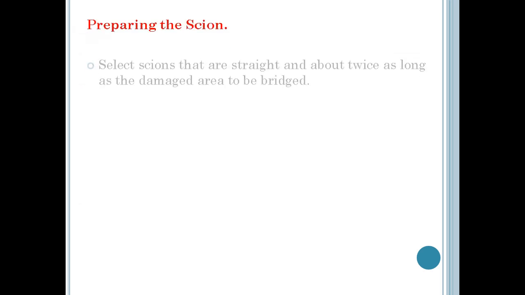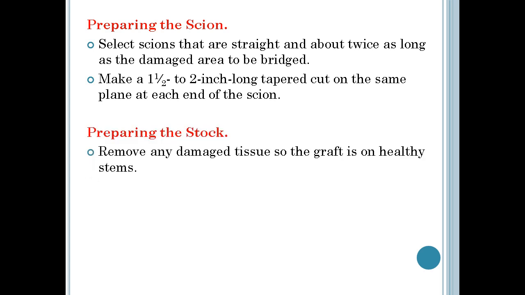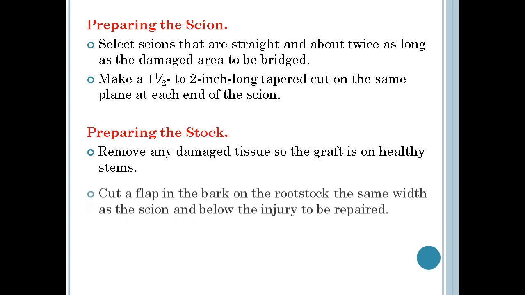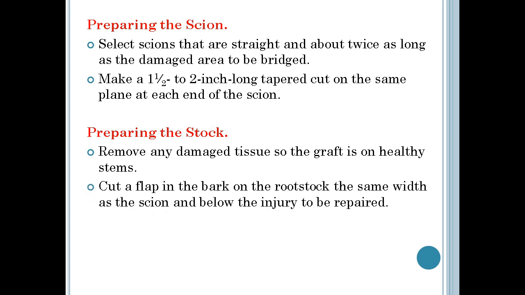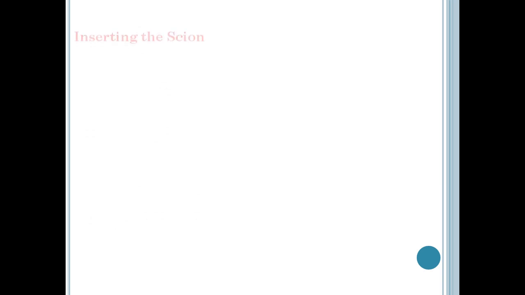Preparing the scion. Select scions that are straight and about twice as long as the damaged area to be bridged. Make a 1/2 to 2 inch long tapered cut on the same plane at each end of the scion. Preparing the stock. Remove any damaged tissue so the graft is on healthy stems. Cut a flap in the bark on the rootstock the same width as the scion and below the injury to be repaired. Gently fold the flap away from the stock, being careful not to tear the bark flap.